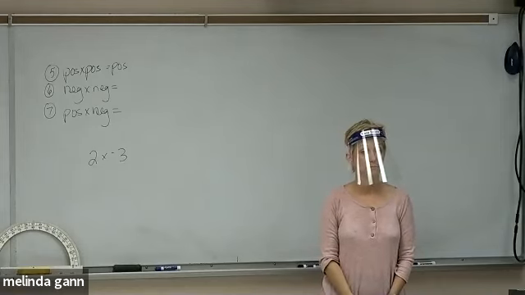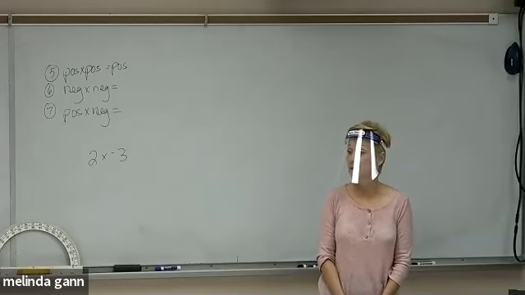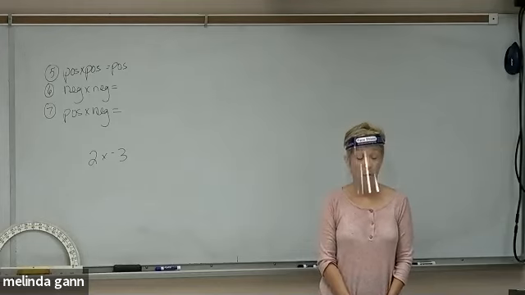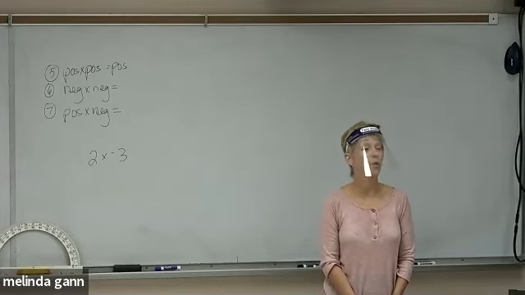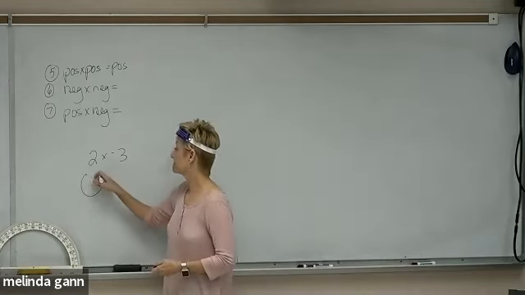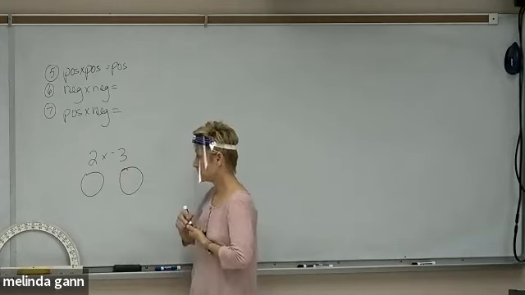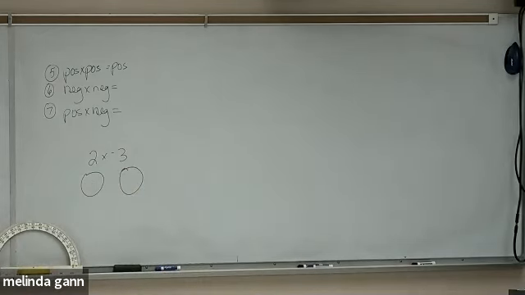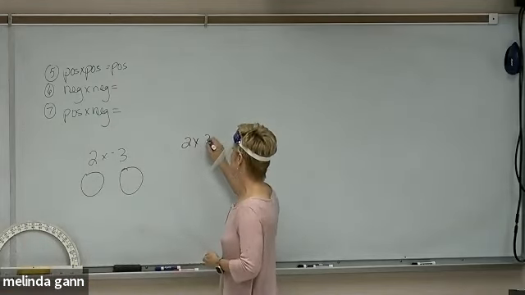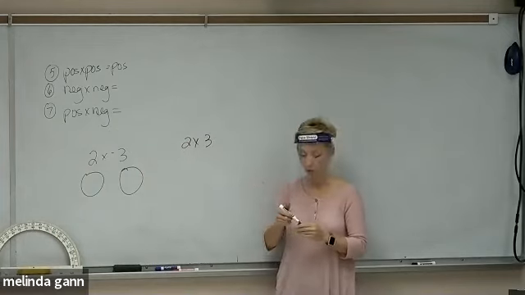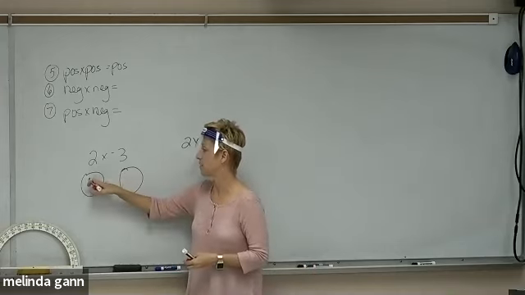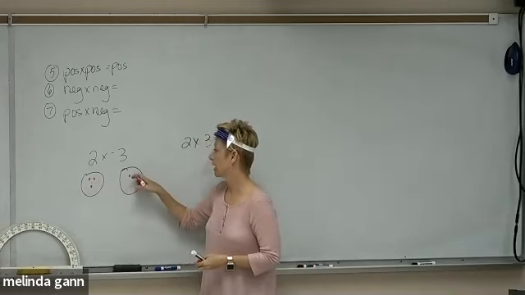If 2 times 3 is 2 sets of 3, what's 2 times a negative 3? Still, how many sets? 2. What's in each set though? 3 what color? Red. All right. So you told me that 2 times 3 was 2 sets and I had 3 blue ones in each. So 2 times a negative 3 still means I have 2 sets, but now what's in each? 3 what color? Red.